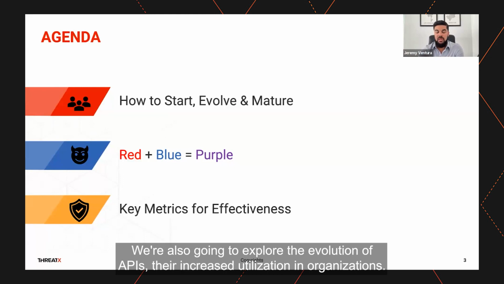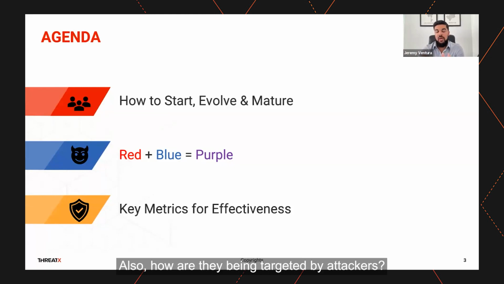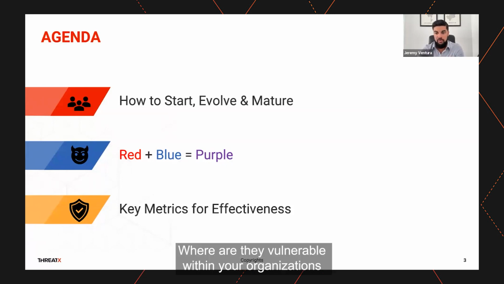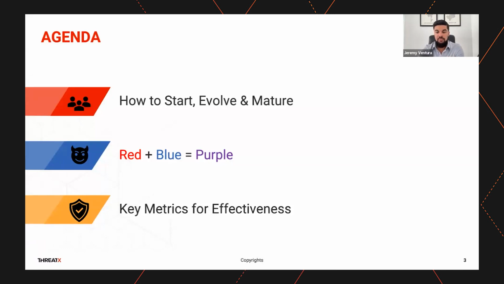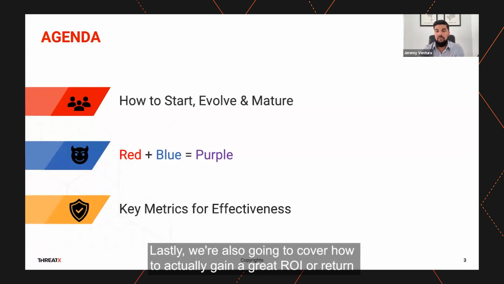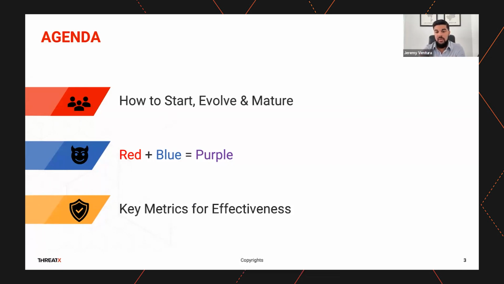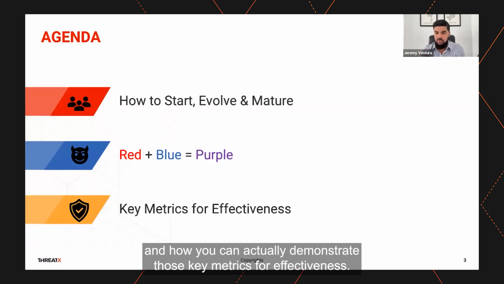We're also going to explore the evolution of APIs, their increased utilization in organizations. Also, how are they becoming targeted from attackers? Where are they vulnerable within your organizations? And how are attackers able to exploit those vulnerabilities? Lastly, we're also going to cover how to actually gain a great ROI or return on investment on your API security program once it's already been built, and how you can actually demonstrate those key metrics for effectiveness. So let's get into it.